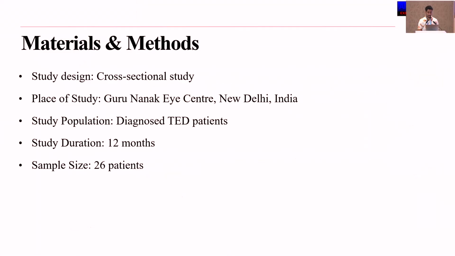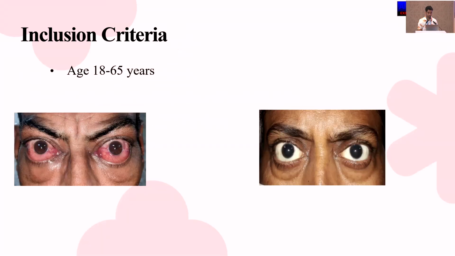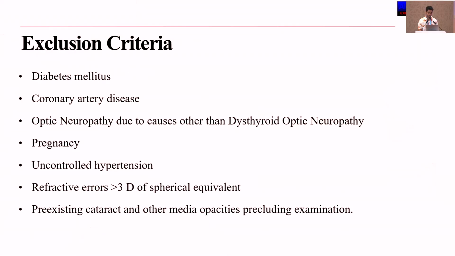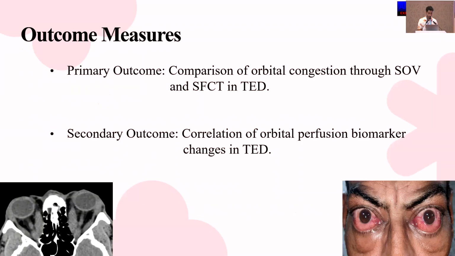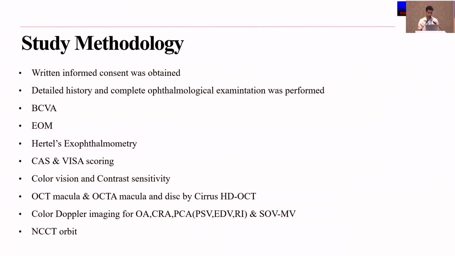It was a cross-sectional study done at Guru Nanak Eye Center in diagnosed TED patients for a period of 1 year, and sample size was 26 patients. Inclusion criteria was age 18 to 65 years. These are the exclusion criteria. The outcome measures were primary outcome, comparison of orbital congestion through superior ophthalmic vein and subfoveal choroidal thickness in TED. Secondary outcome was correlation of orbital perfusion biomarker changes in TED.